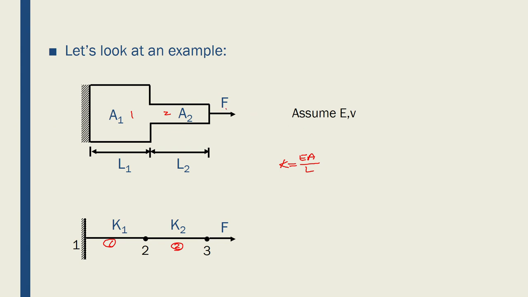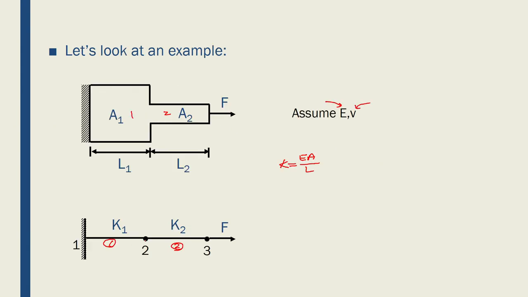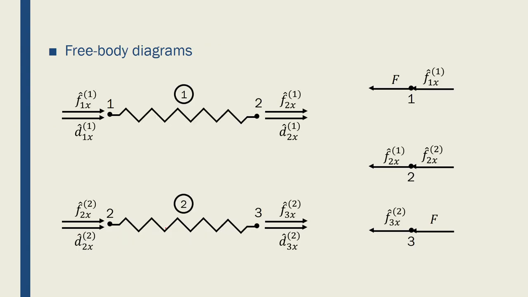Let's assume that the force is applied to this end of it, and we consider a linear elastic model with Young's modulus of E and Poisson ratio of nu. Now we can discretize that bar into two elements, as I showed before. Here I have discretized into two elements, element 1, element 2, and three nodes. So I have node 1 here, node 2, and node 3.